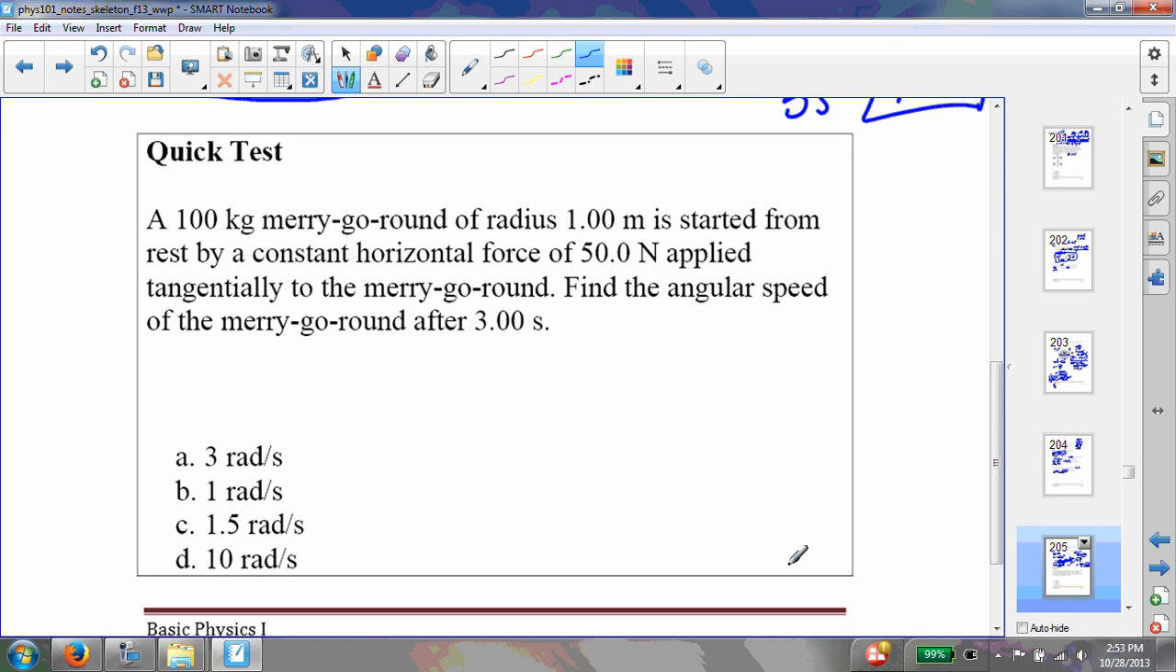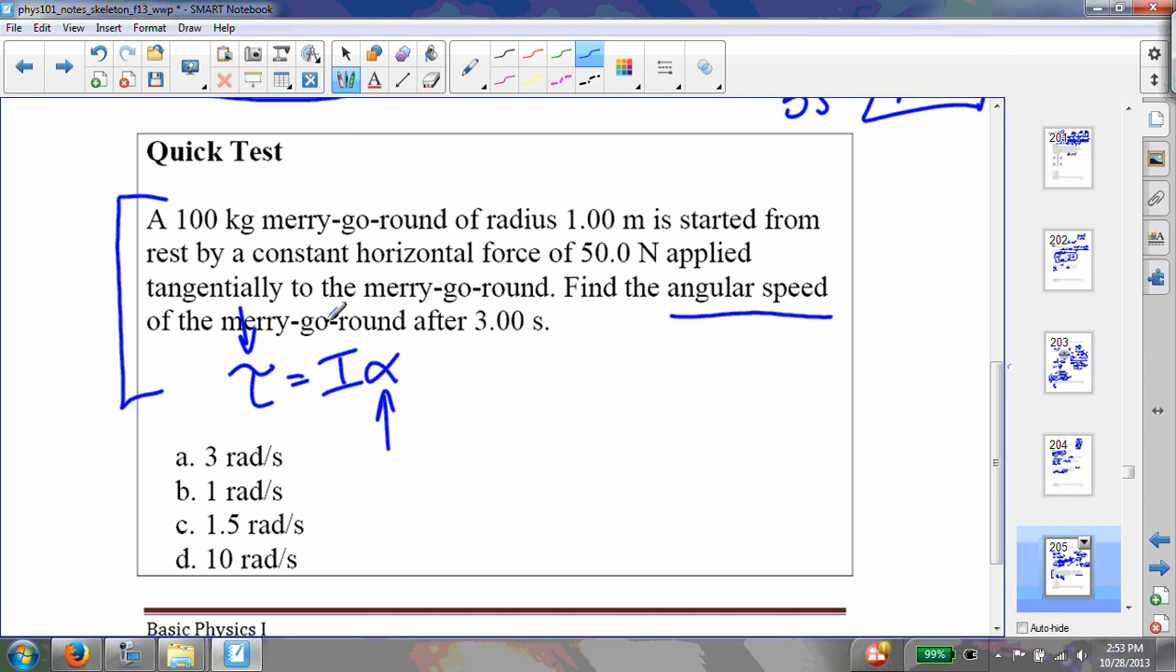Okay, y'all try this. This quick test actually goes back to the previous problem with Newton's second law. Remember, you're going to have something like the sum of the torques equals I times alpha. And then we're looking for the angular speed. First, you have to find the sum of the torques and the moment of inertia. And once you find alpha, then you can find your angular speed. I'll leave that for you to try on your own. And then the next topic will be the last topic for this chapter.